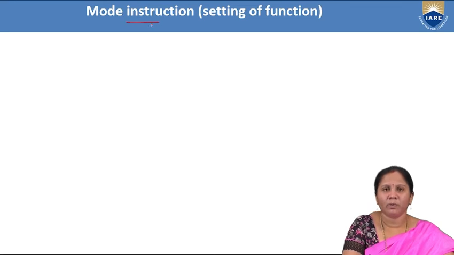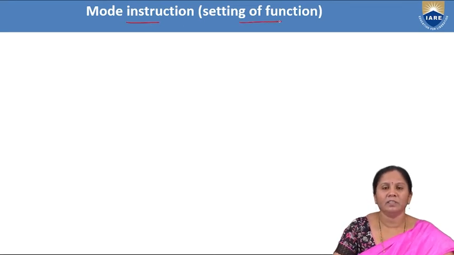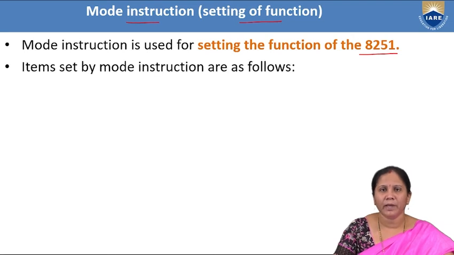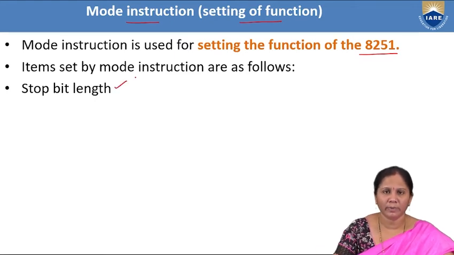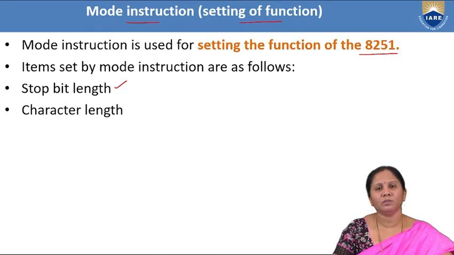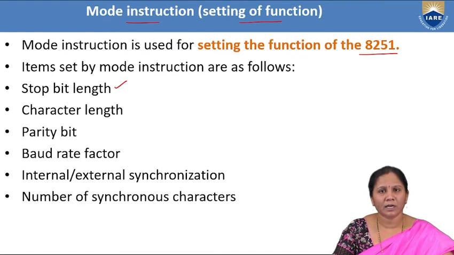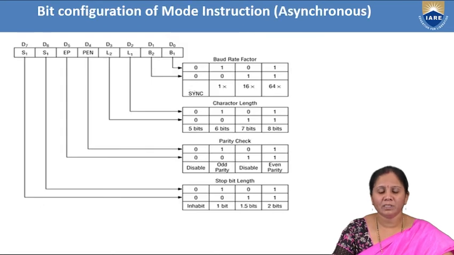So this is the mode instruction format. This format is used to set the function of 8251. How it is used to set the function of 8251: because it is an 8-bit register, it has 8 bits, like deciding the stop bit length. Using that format we can also set the character length and parity bit, whether it is even parity or odd parity, and the baud rate factor can be set, and internal or external synchronization, and the number of synchronous characters. So all these parameters can be decided by this mode instruction format.